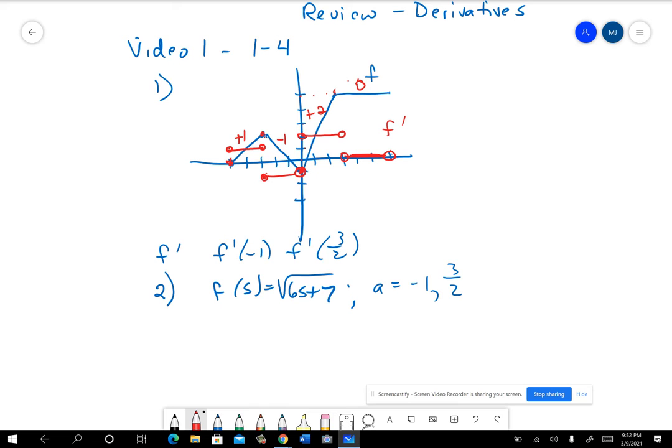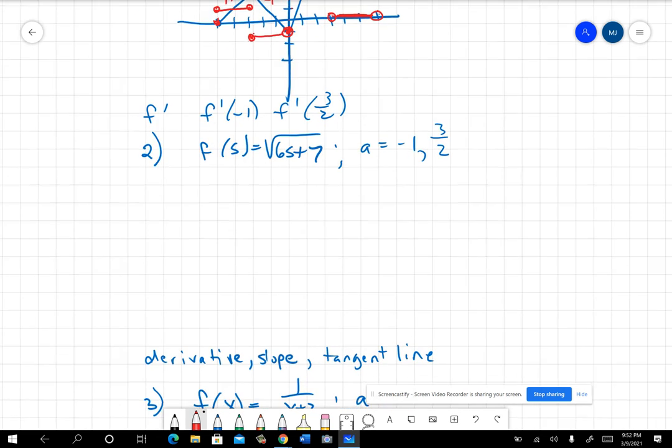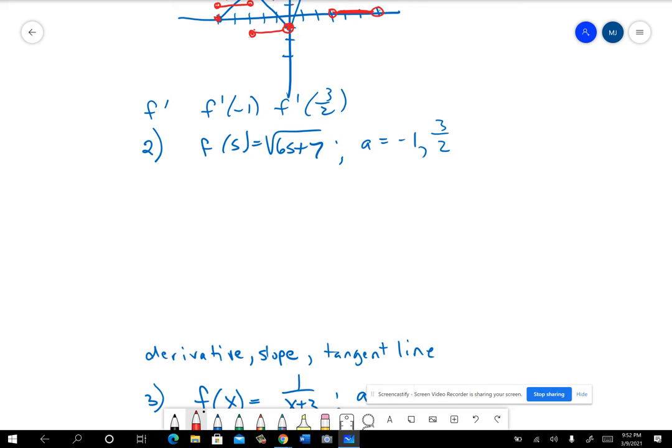All right, now let's go ahead and move on to question number 2. So on question number 2, we're being asked to get the formula for the derivative, then evaluate that at negative 1 and evaluate that at 3/2. Excuse me. And that's it. We're not going on and doing a tangent line or anything. Okay, and it said to use limits. So that's going to be important.